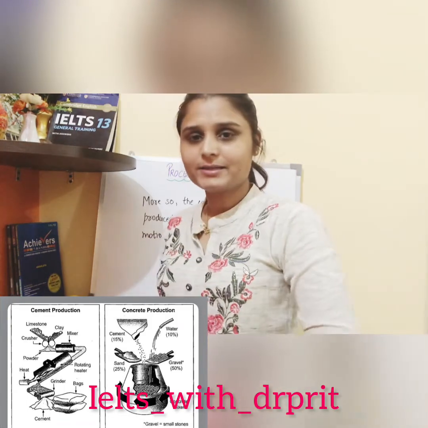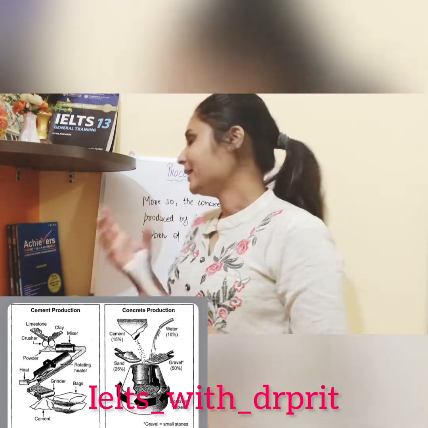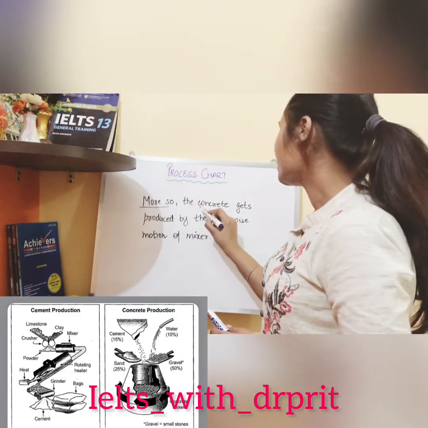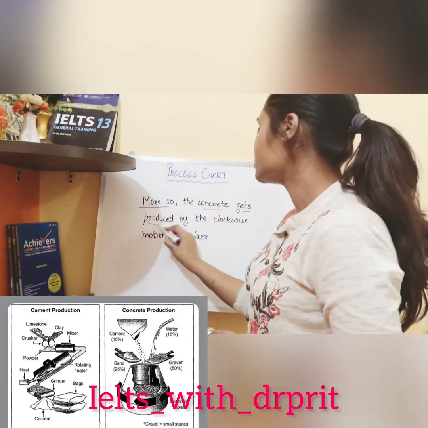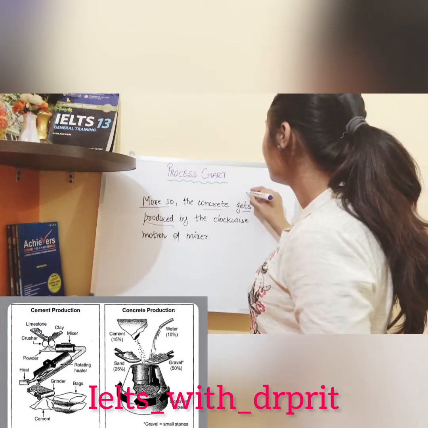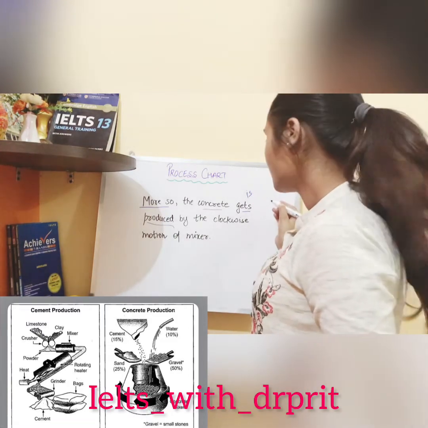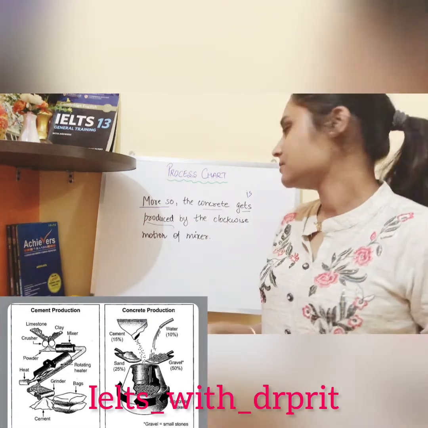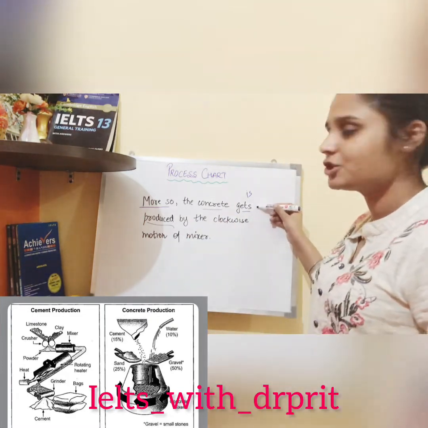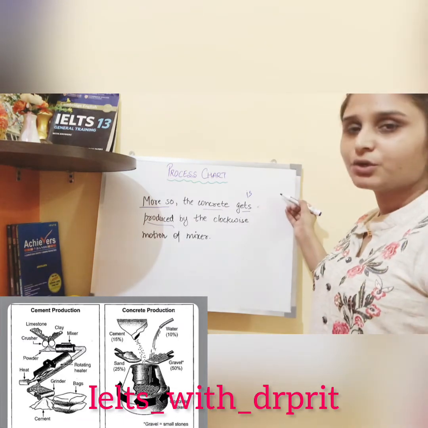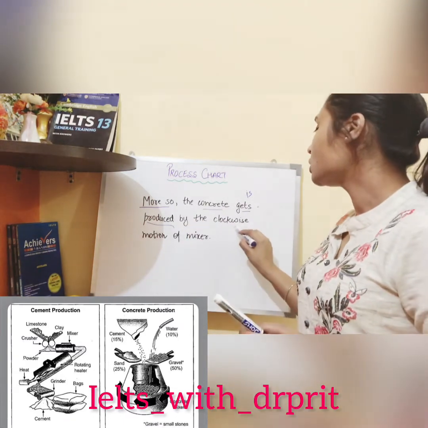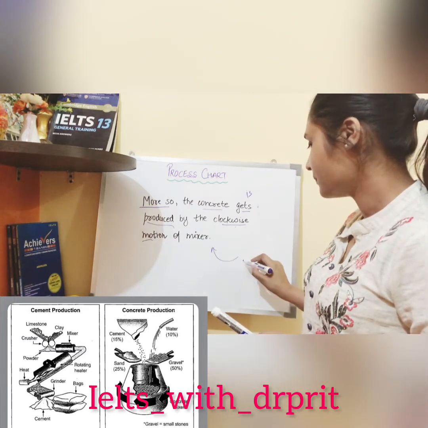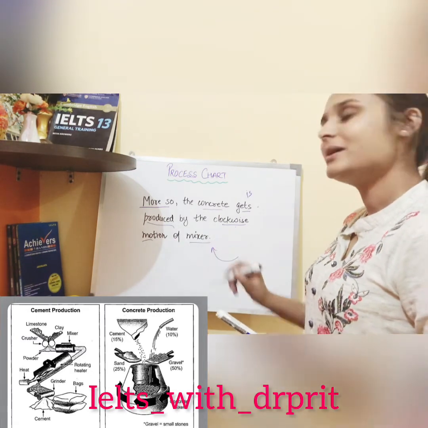The last sentence of our task 1, that would be more so, because we are continuing that thing. More so the concrete gets produced. Even you can use is produced. That would be a passive sentence, but as we already used a number of passive sentences, that is why I tried to change it to simple present by the clockwise motion, because if you can see they have given these arrows, motion of mixture.